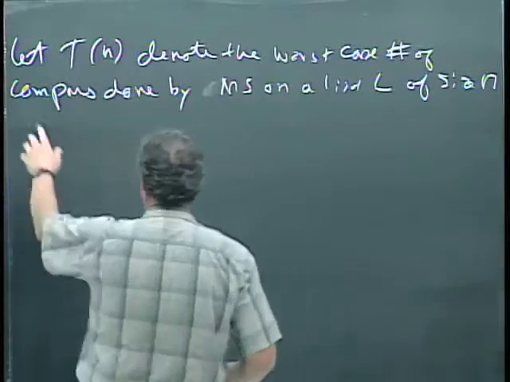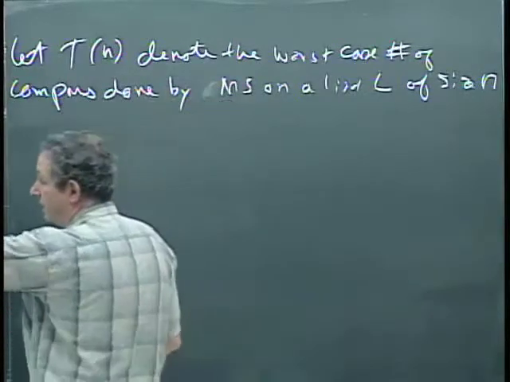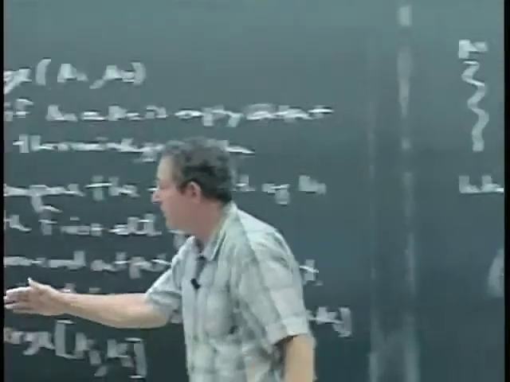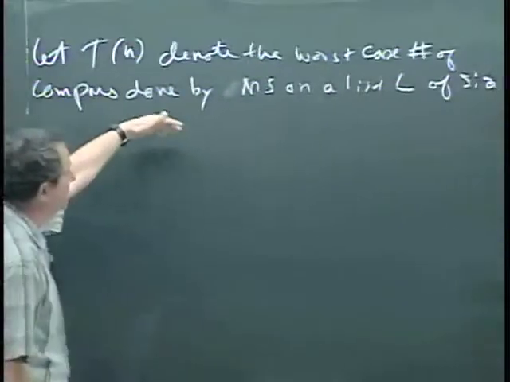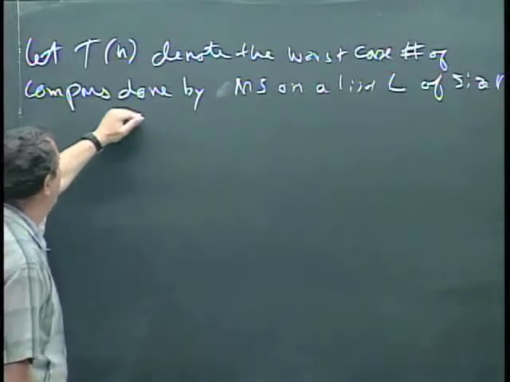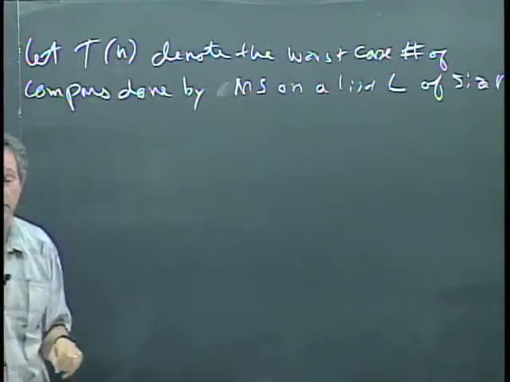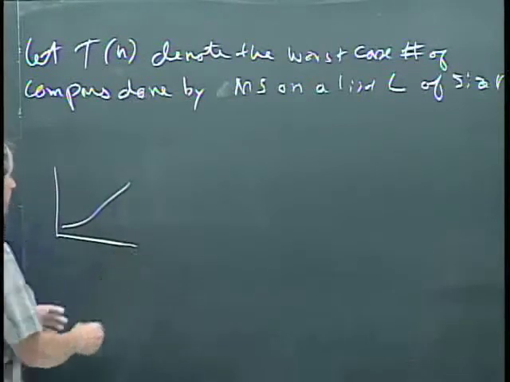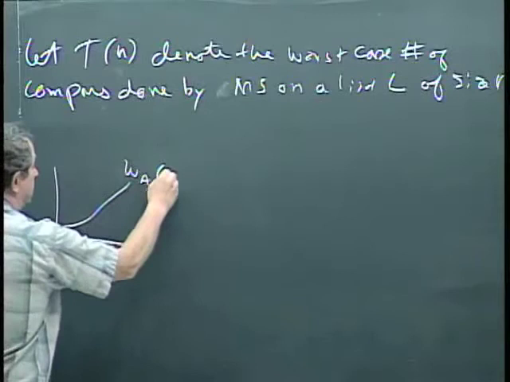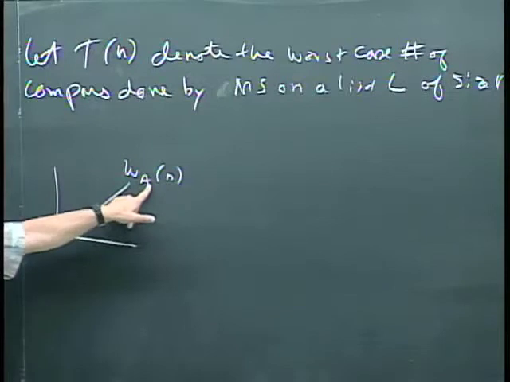Okay. So let T of n denote the worst case number of comparisons done by merge sort. That means that algorithm, the recursive algorithm over here, which as part of it calls this recursive algorithm. T of n is the worst case number of compares done by merge sort on a list L of size n. And we want to find a function that captures this exactly. And remember the picture we started with in the beginning of the class? We'd like to know what that is exactly. Okay. What's A in this case?